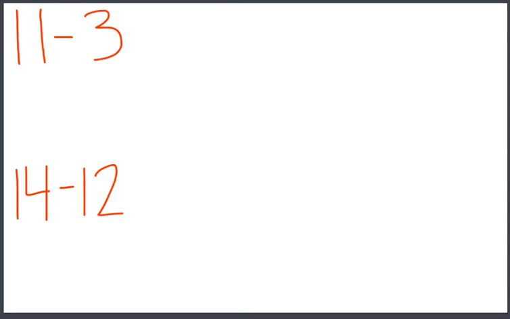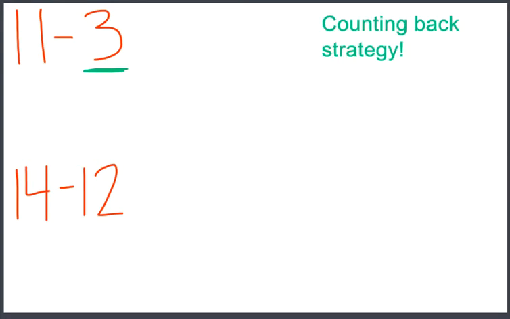I notice that the number that we're taking away is small. 3 is a small number. Whenever we're taking away a small number, we should use the counting back strategy, because we are just taking away 3 numbers. It's very small. So we start at 11 and we take away 3.